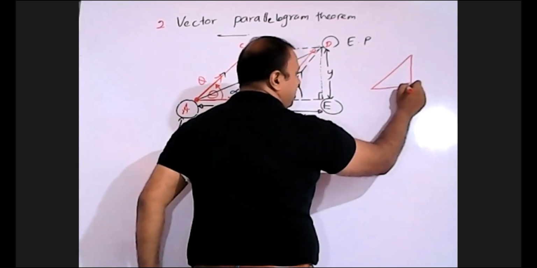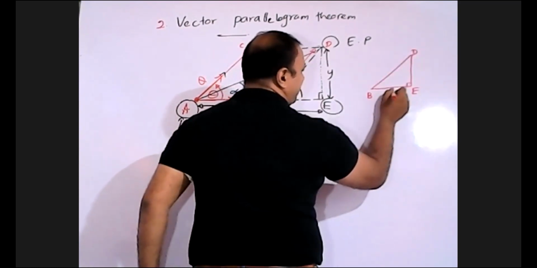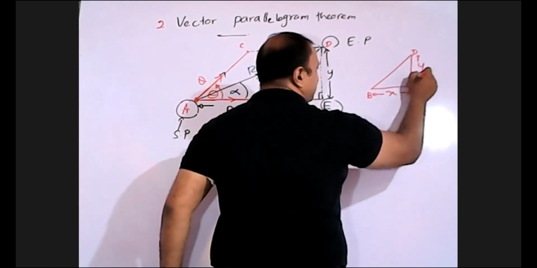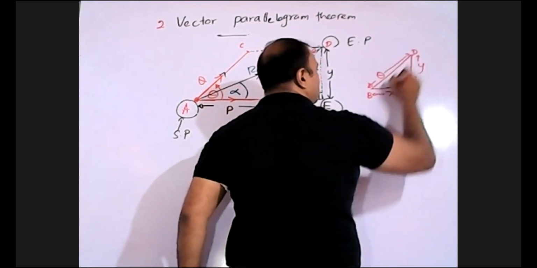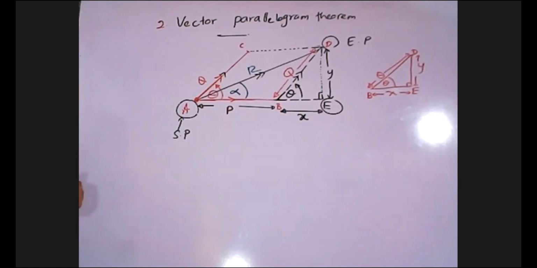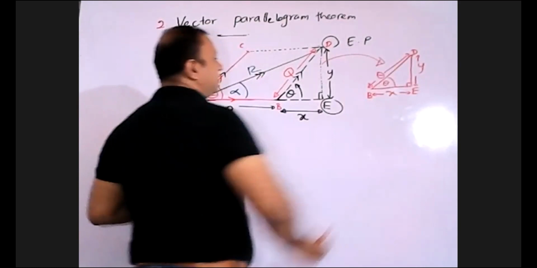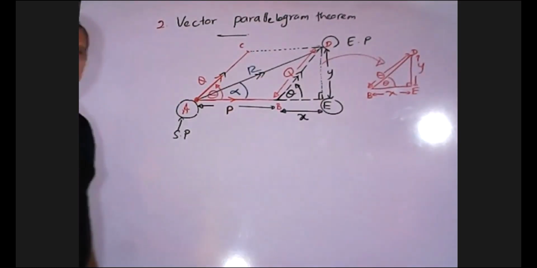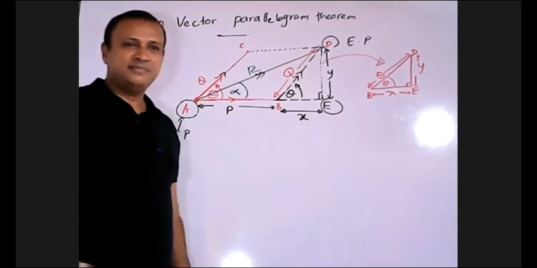If I extract BED triangle here, this side is x, this side is y, this side is q, this angle is theta. I have extracted BED here. Tell me how to find x and y.